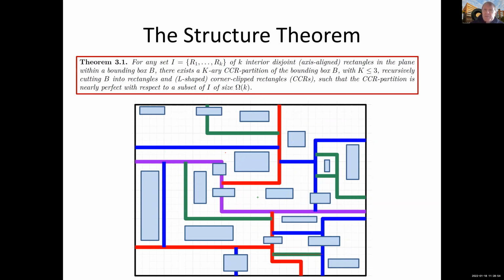The structure theorem says that if I give you any set of k interior-disjoint axis-aligned rectangles within the bounding box, then there is a nearly perfect CCR partition on a subset of size Omega(k). Okay, so for any set of disjoint rectangles, you can keep a constant fraction and have a nearly perfect CCR partition.